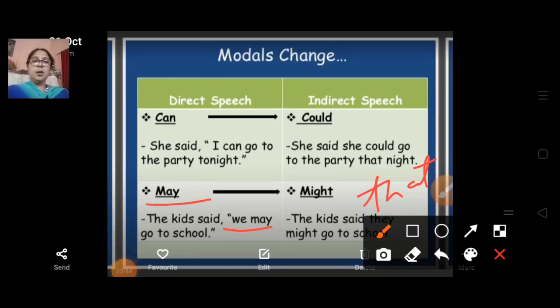So in direct speech, if it is written may, we will change it to might. If it is written can, we will change it to could. So these are the changes in the modals.